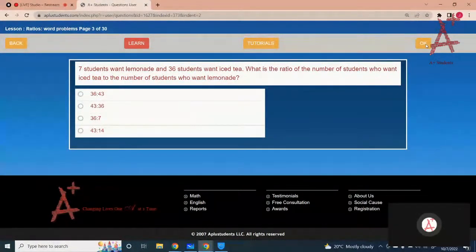Okay. 7 students want lemonade and 36 students want iced tea. What is the ratio of the number of students who want iced tea to the number of students who want lemonade? Okay, so the number of students who want lemonade is 7 and the number of students who want iced tea is 36. So what is the ratio of the number of students who want iced tea?